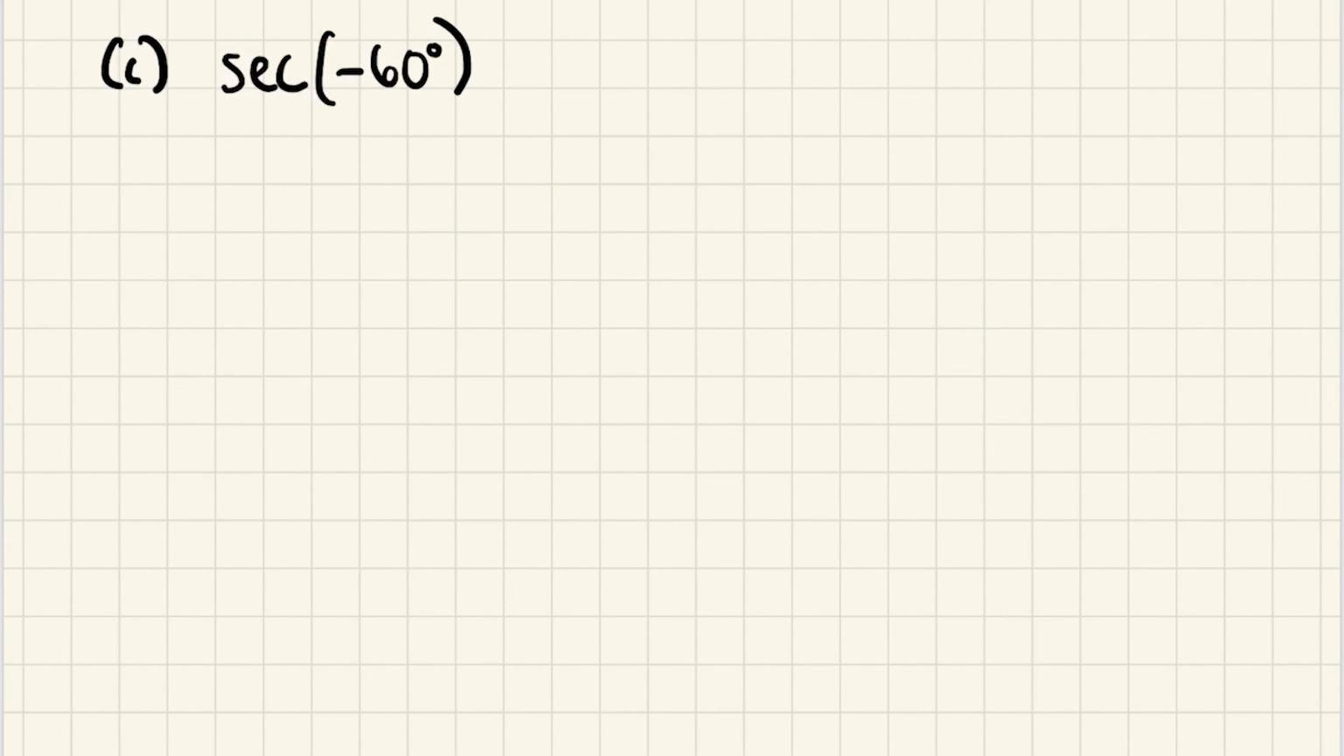Okay, secant of negative 60 degrees. So let's locate negative 60 degrees. Negative angles are read clockwise. So again, we can see fourth quadrant. And in the fourth quadrant, we know ASTC, right? So cosine is positive, but secant is the reciprocal of cosine. So whatever cosine's doing in terms of plus or minus, secant will follow suit. So we in fact know that the secant of a fourth quadrant angle is positive.